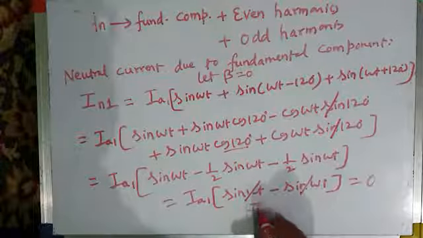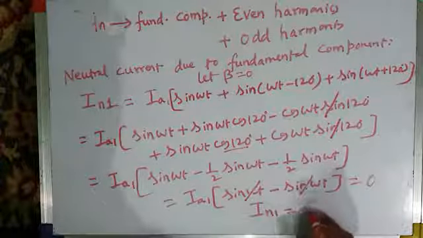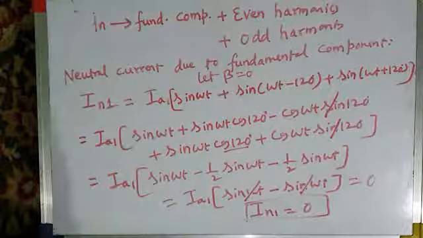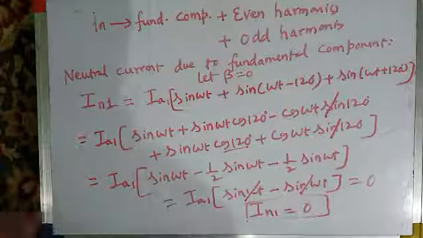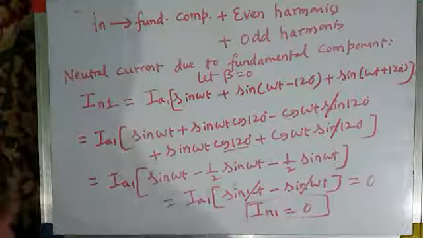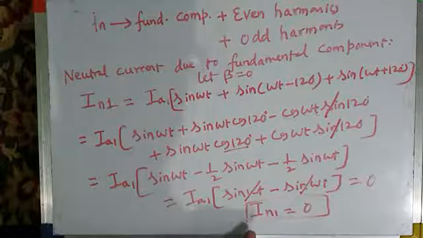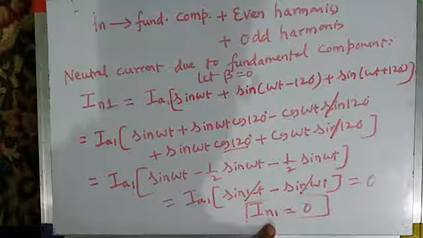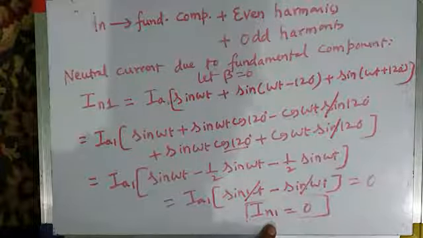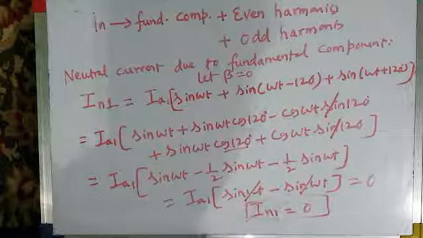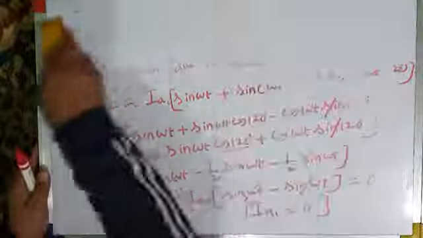So that means neutral current due to fundamental component of currents in the three lines is 0. So that means the fundamental component of current in a balanced three-phase system does not contribute to neutral current. So neutral current IN1 due to fundamental component of currents in the three lines is 0. Okay, so this is a very important finding. I hope you already know this.